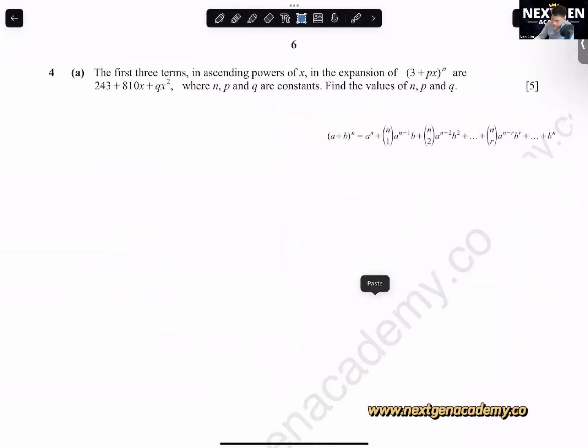Okay, so how do we apply this? First thing, you see here, the first term will be a to the power of n. That means 3 to the power n will be equals to 243. Okay, so we'll start with that one. This is your first term.